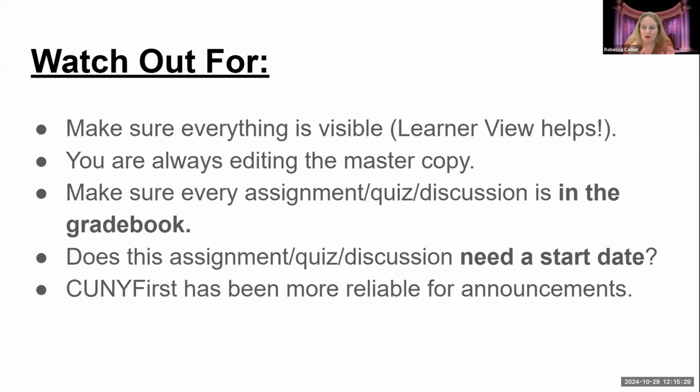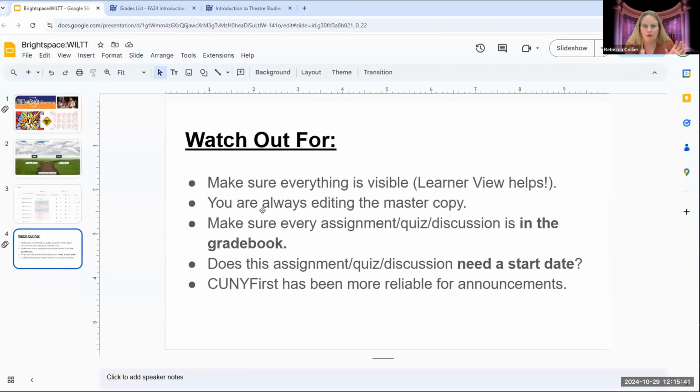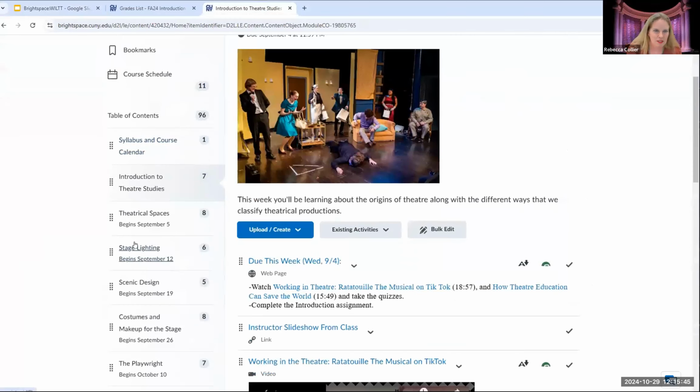And then when you post a Brightspace announcement, it's been buggy for me. I find that with CUNY First, I always double post. I do a Brightspace announcement and I copy the text over into CUNY First. So I do it both places, Brightspace and CUNY First. And I'm going to show you a couple of those things.